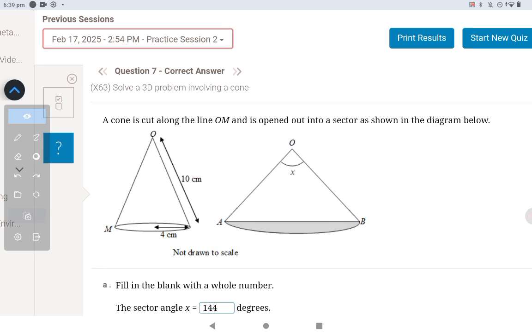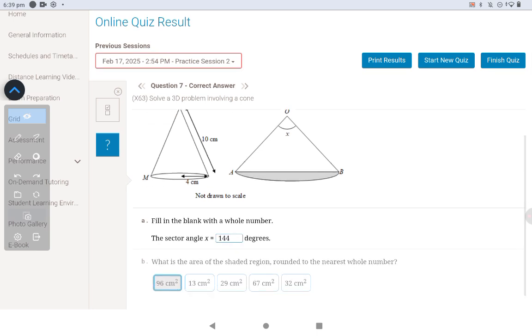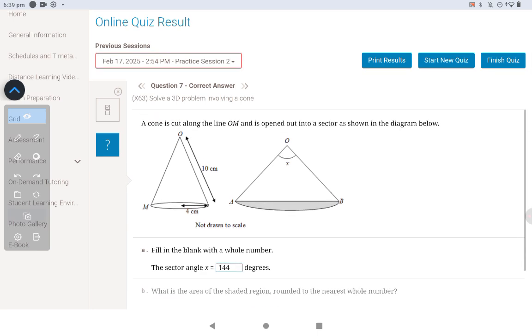Next one. Unfortunately, for where I am in Bahrain, this is not coming for this week, so I am not going to be doing this one, and I will not be covering anything related to cones and spheres.